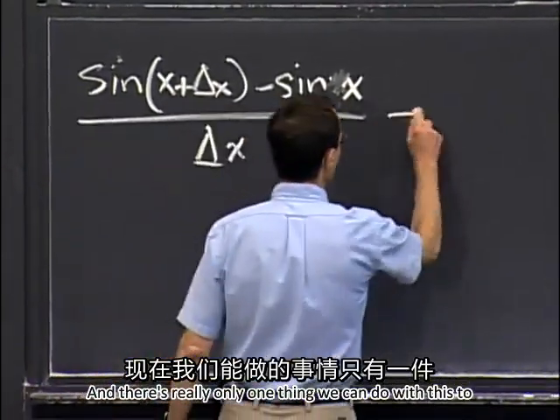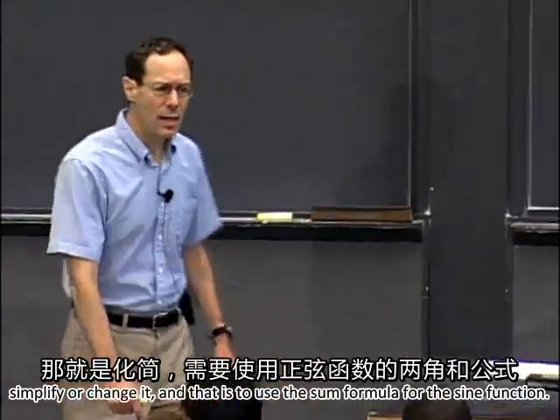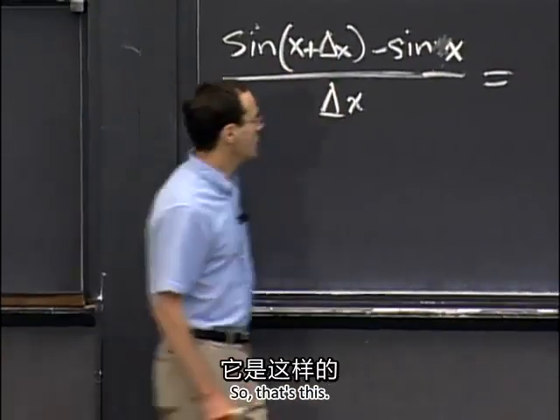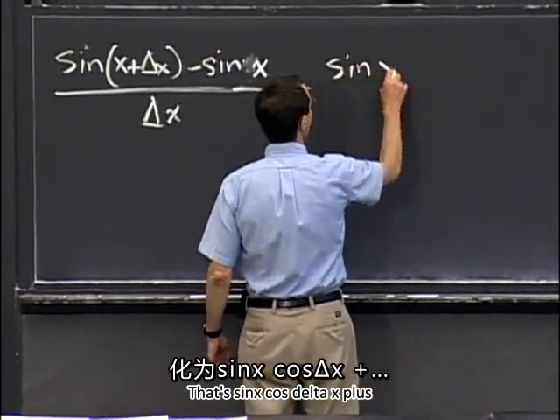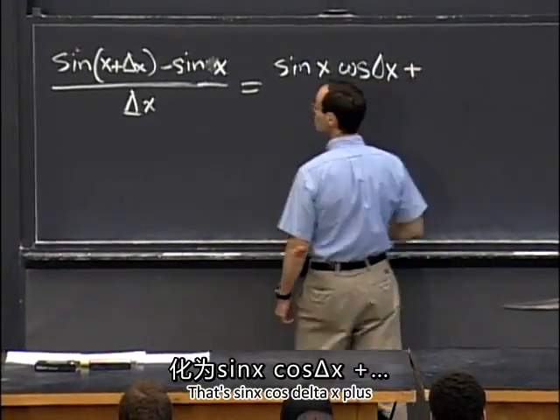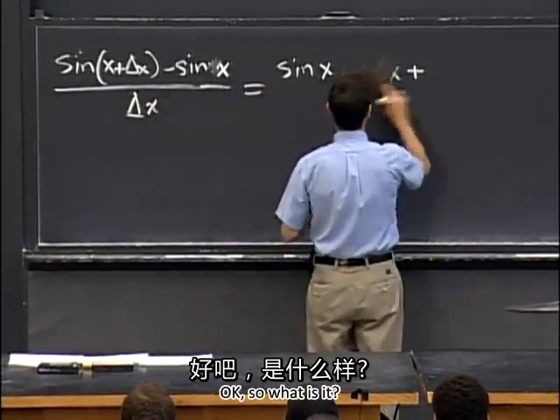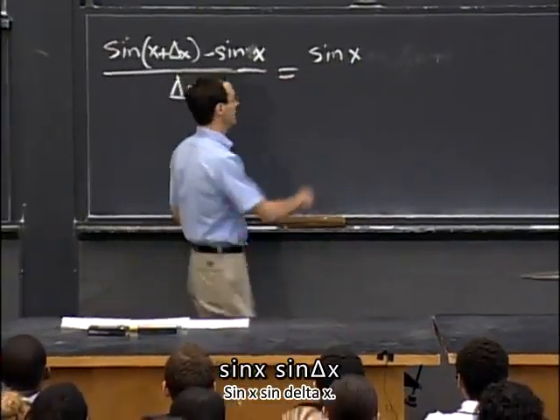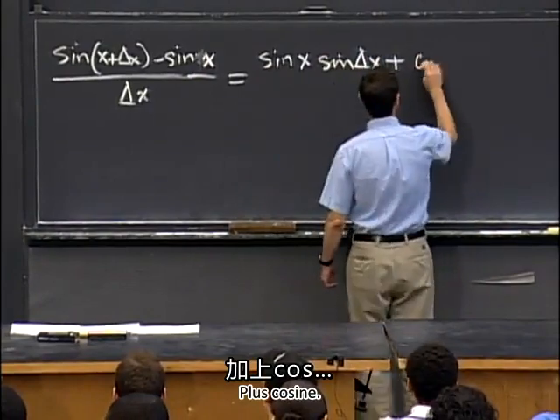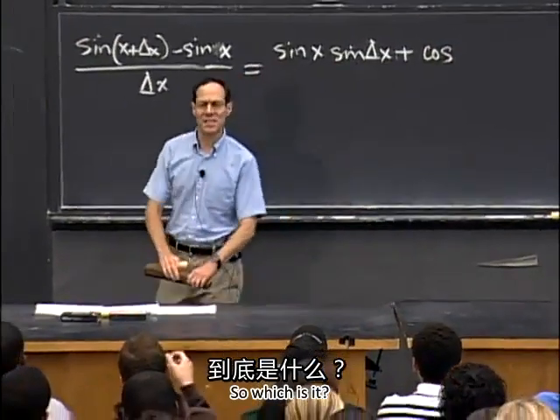And there's really only one thing we can do with this to simplify it or change it, and that is to use the sum formula for the sine function. So that's sine x cosine delta x plus, oh, that's not what it is, huh? Okay, so what is it? Sine x sine delta x. Okay, good, you remember. Plus cosine. No? Oh, okay. So which is it?